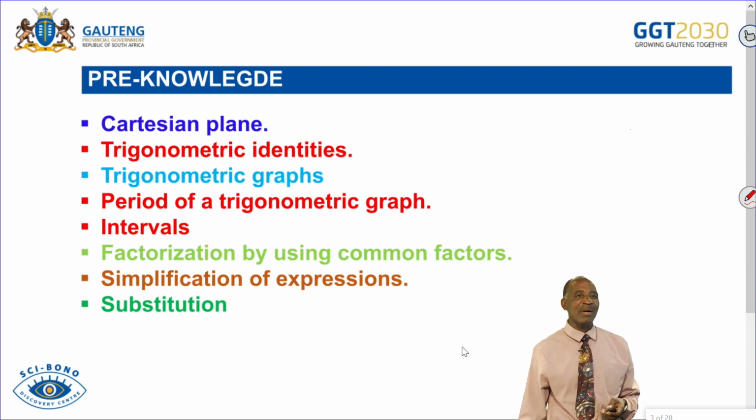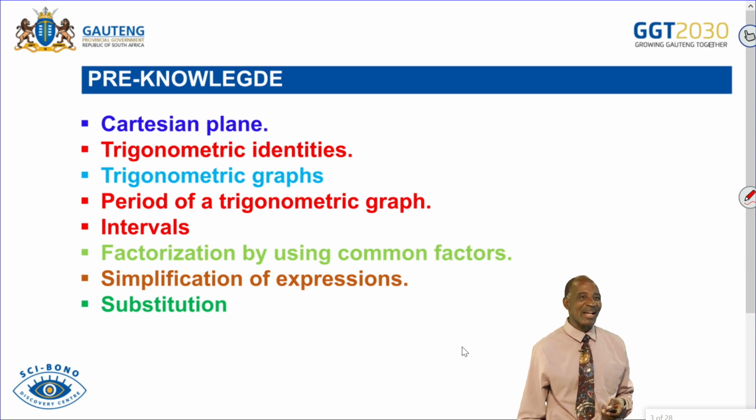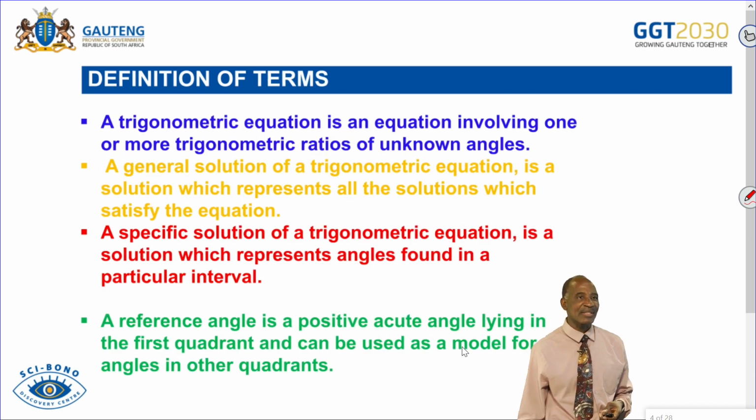Then factorization by using common factors. We have seen factorization a lot in algebra. It will follow us again in trigonometry, like you saw under simplification of trig expressions. Then simplification of expressions, obviously we're talking of trigonometric expressions here, and then substitution.